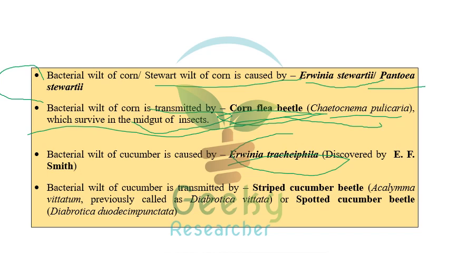This bacterial wilt of cucumber is caused by Erwinia tracheiphila, and it is transmitted by the striped cucumber beetle, that is Acalymma vittatum, before called Diabrotica vittata. And one more species is also involved in the transmission, the spotted cucumber beetle, whose scientific name is Diabrotica duodecimpunctata.